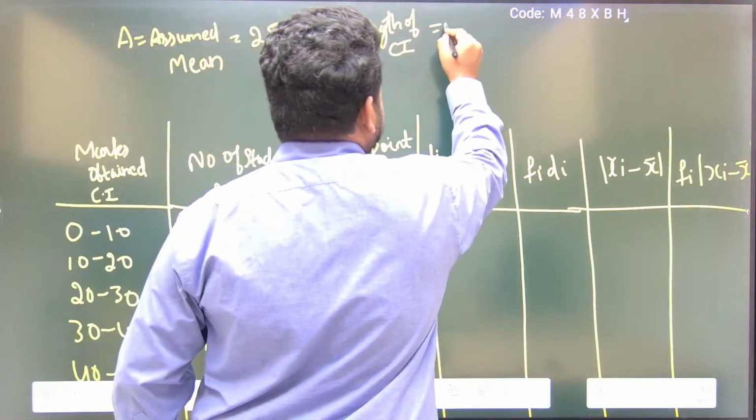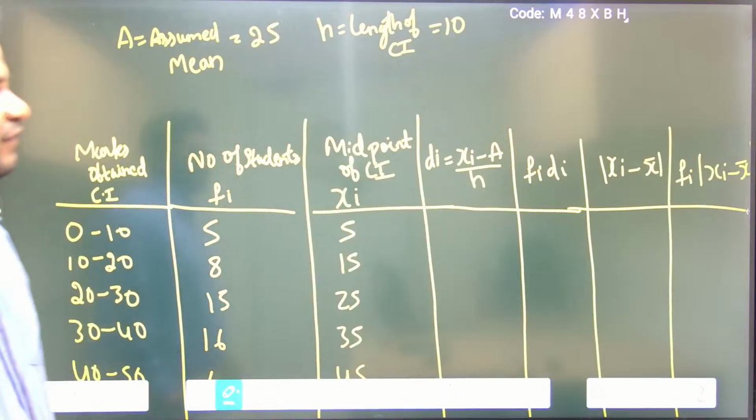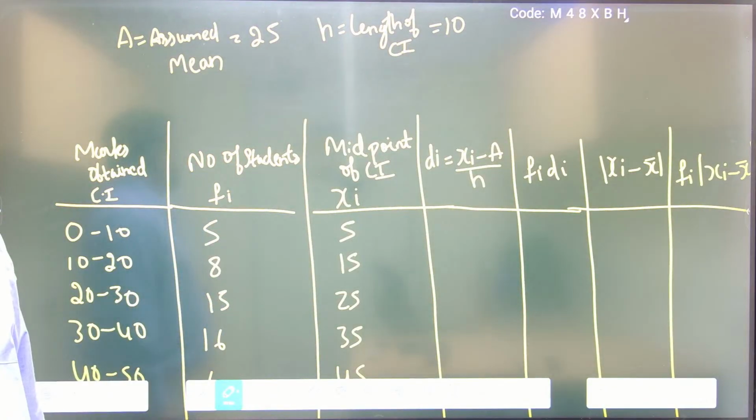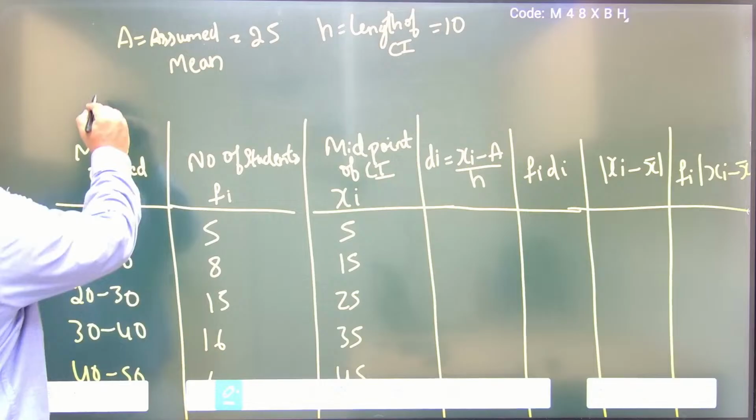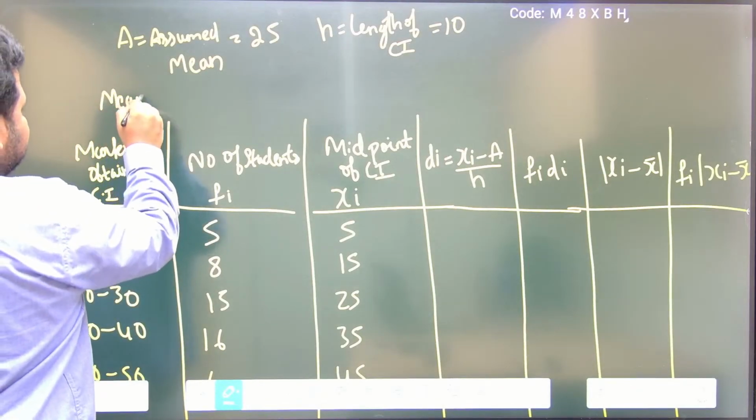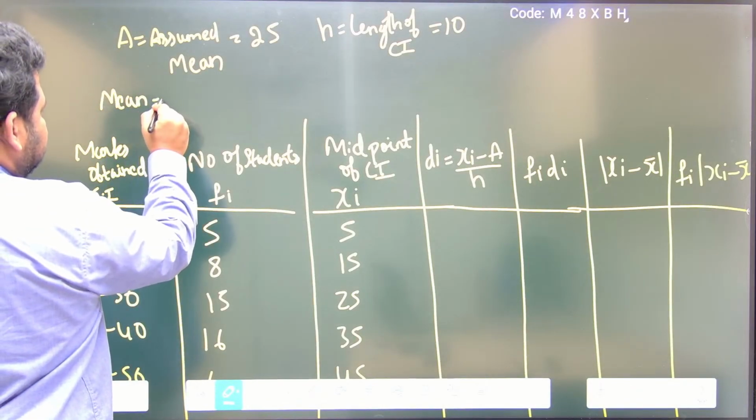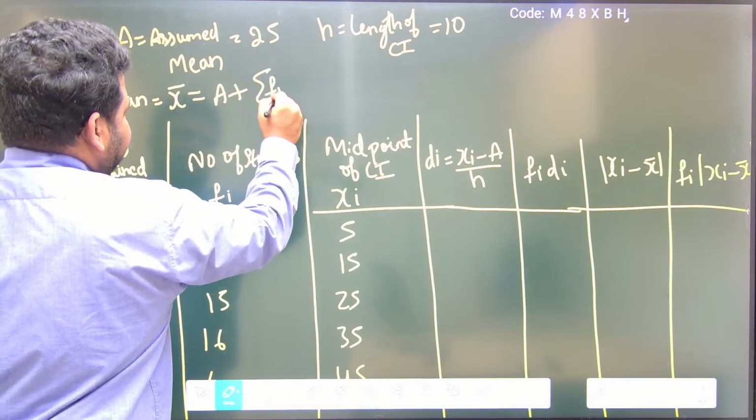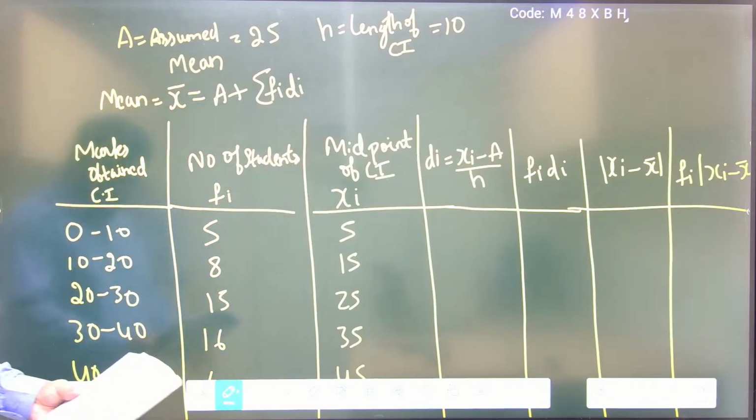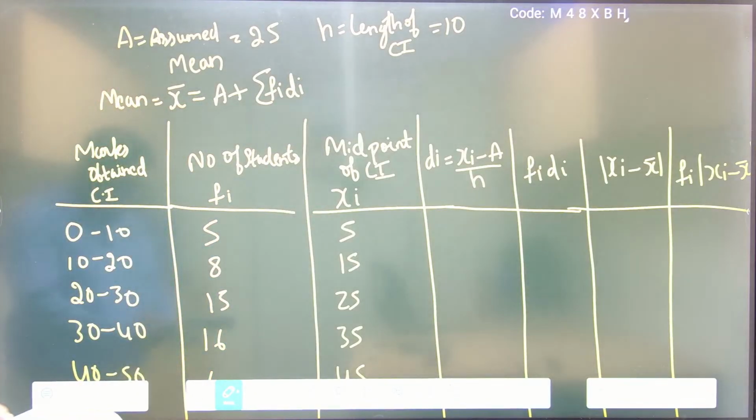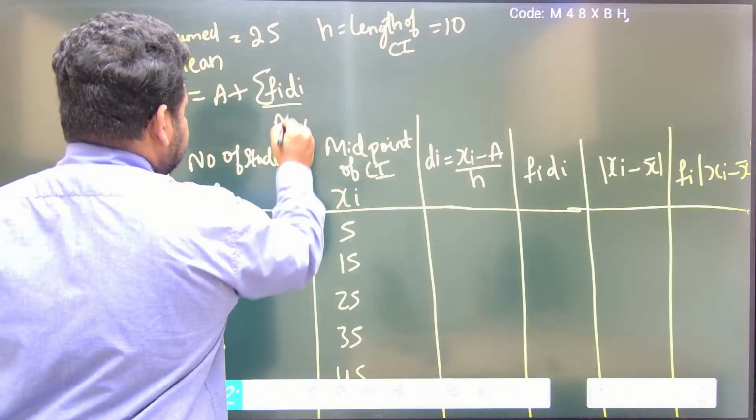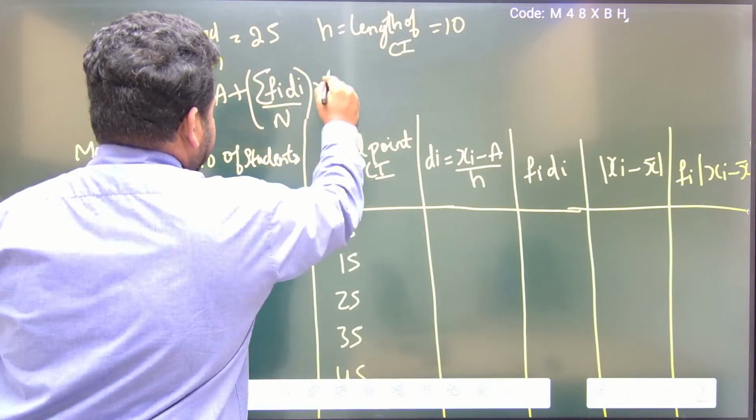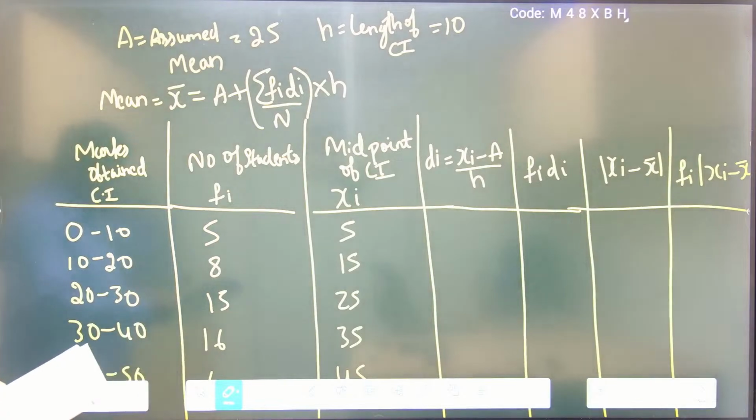Here H is equal to 10. Now we have to find X bar. X bar is nothing but the mean. This is not the assumed mean, this is the actual mean. Mean is given by X bar is equal to A plus summation of Fi di by n, this entire thing into H. This will give us the arithmetic mean, that is the mean.